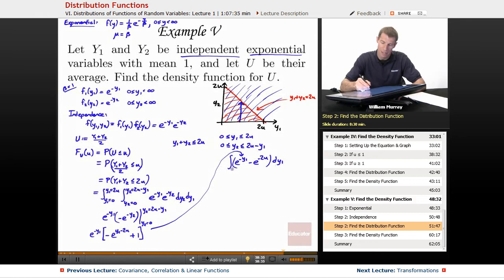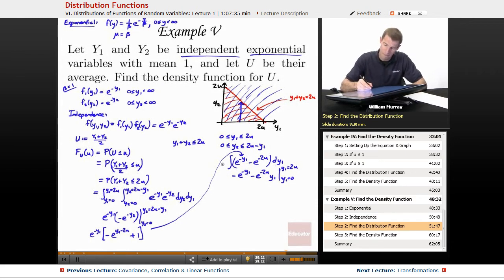And so the integral of e to the negative y1 is negative e to the negative y1. And the integral of e to the negative 2u: now, u is a constant because our variables right now are y1 and y2. So the integral of that is just negative e to the negative 2u times y1, because e to the negative 2u is a constant. Now I've got to evaluate that from, where were my limits on y1? Oh, they're over here. y1 equals 0 to y1 equals 2u.